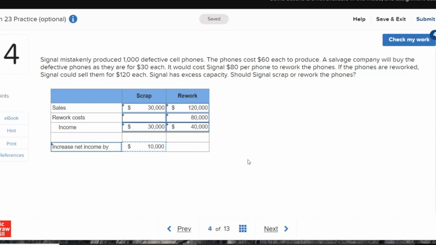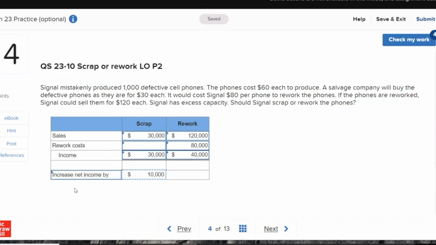Okay. So it's important that you know how to answer that question. It's not like scrapping them will do something. You know, scrapping means we just do nothing else, right? Reworking them is actually doing something else. So the way the question reads is, reworking the phones will increase net income by $10,000.